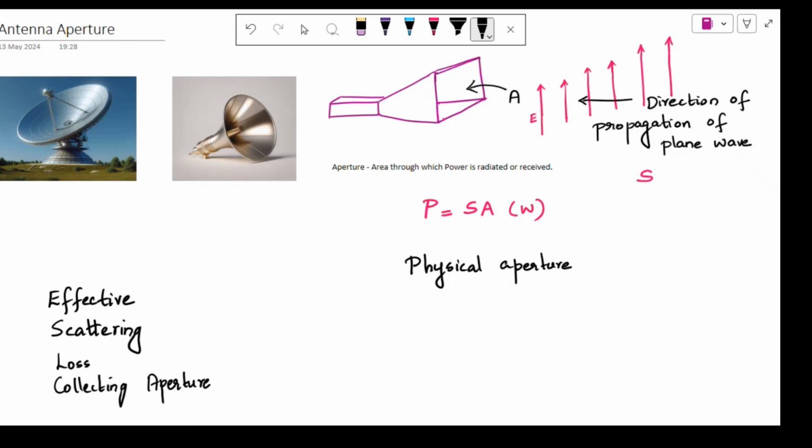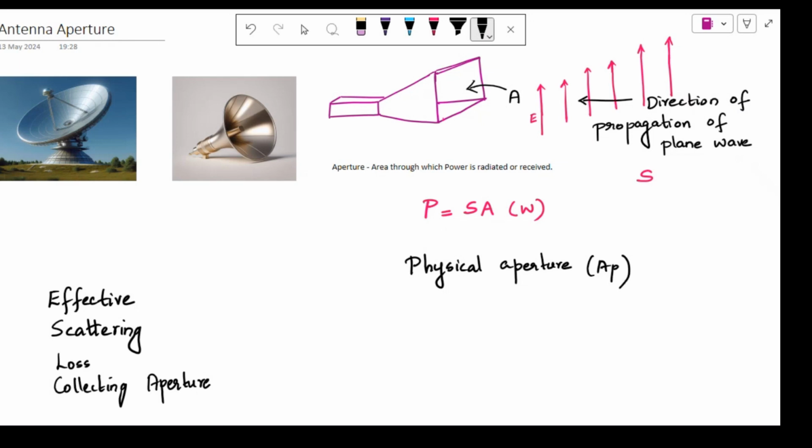Again, this is the area through which the antenna is receiving, the power is radiated or received. Mainly, any effective aperture would be around 50% of the actual physical aperture. So the effective aperture would always be much less compared to the physical aperture of the antenna. And we can represent the physical aperture as AP.